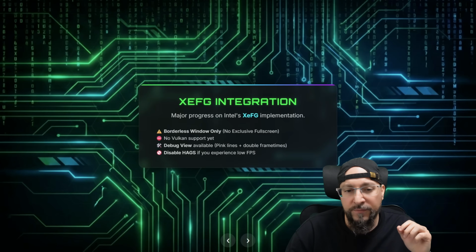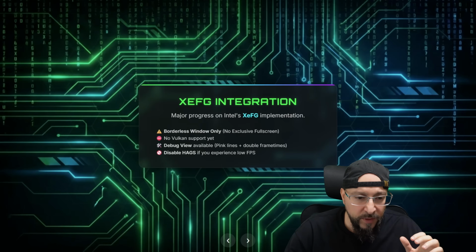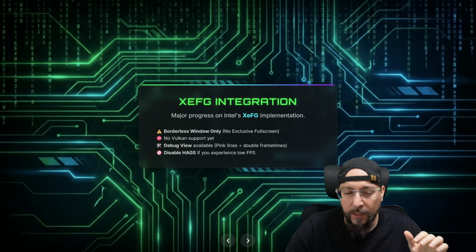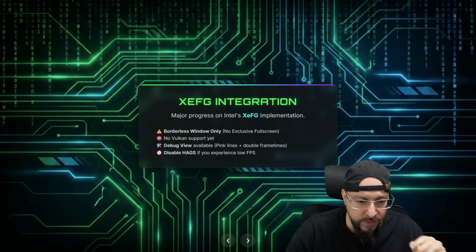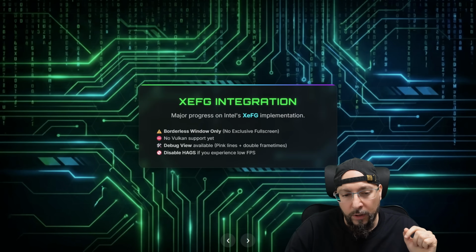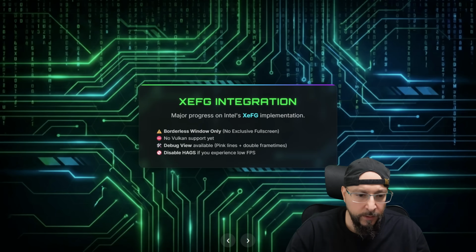For the XeFG integration, we have major progress on Intel's XeFG implementation. It only works on borderless windowed, so if you're playing on exclusive full screen, it's not going to work for you. Just switch to borderless window and it's going to work just fine. There is no Vulkan support yet, and we have a debug view available, so it's the pink lines and the double frame times. And we should also disable HAGS for a better experience if we have a lower FPS than expected, basically.